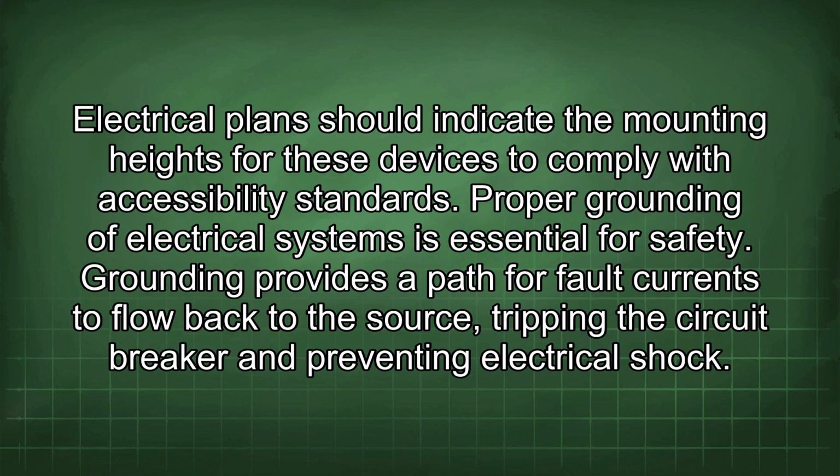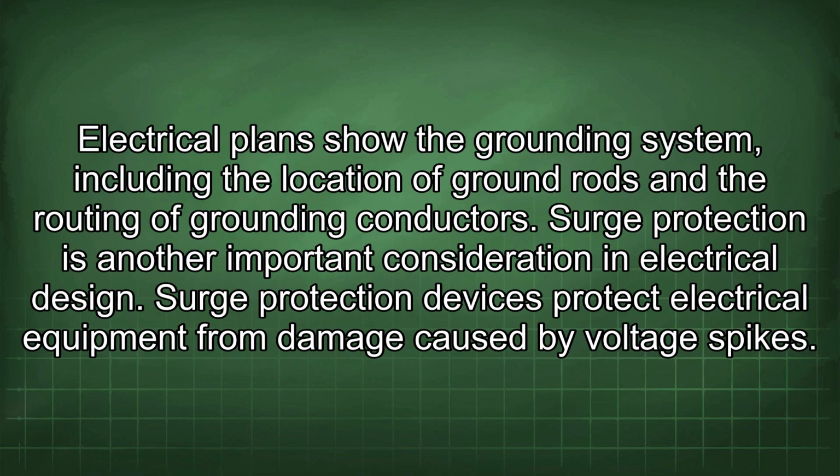Proper grounding of electrical systems is essential for safety. Grounding provides a path for fault currents to flow back to the source, tripping the circuit breaker and preventing electrical shock. Electrical plans show the grounding system, including the location of ground rods and the routing of grounding conductors.